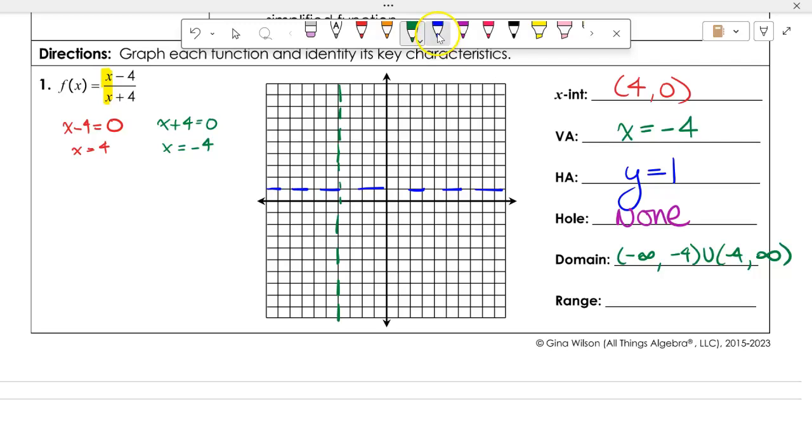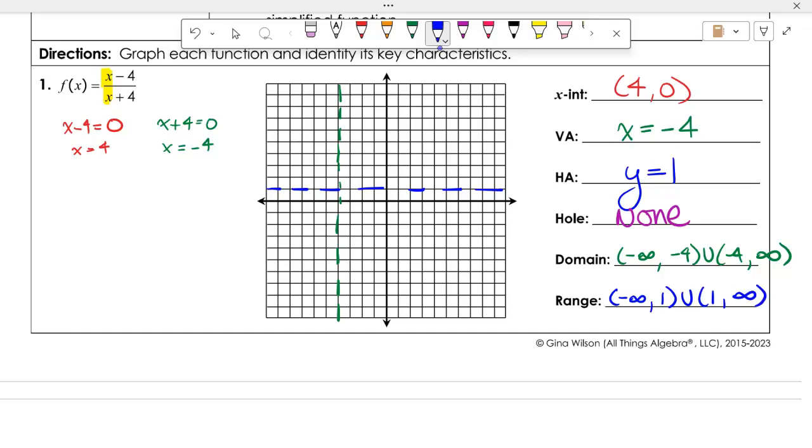As far as my range goes, same thing. It goes from bottom to top, -infinity to infinity, but it's only broken up by my horizontal asymptote or holes. And so that would go from -infinity to 1, union 1 to infinity.